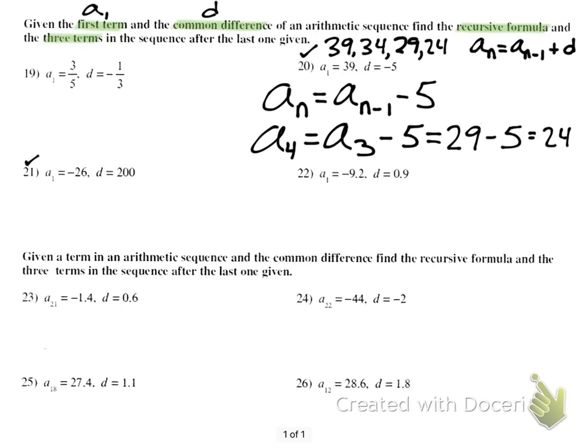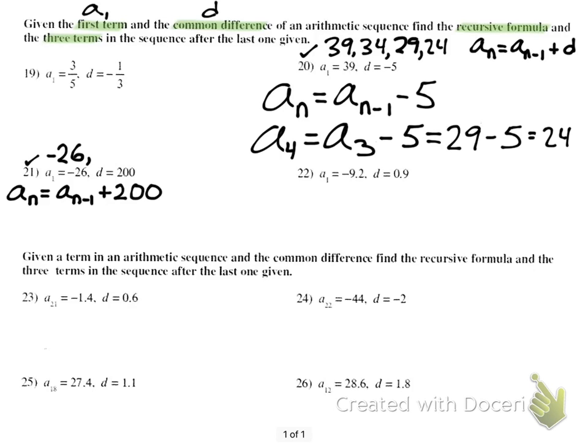All right, so let's move on to number 21 now. Same idea, we're just going to go a little faster this time. Again, a sub n is going to equal a sub n minus 1, and this time we're adding 200 to get the next term in the sequence. So there's our general formula, and now we're going to use it to get our answer.